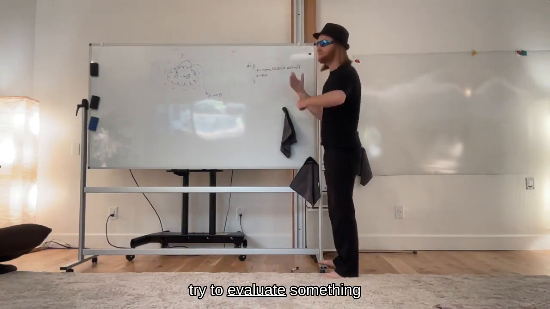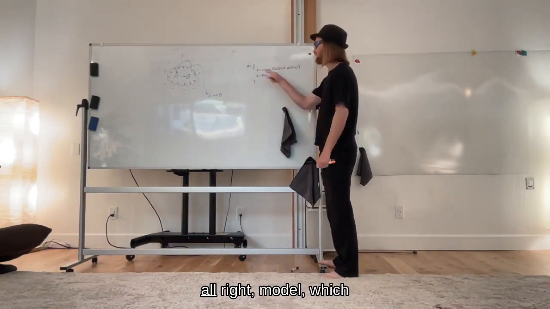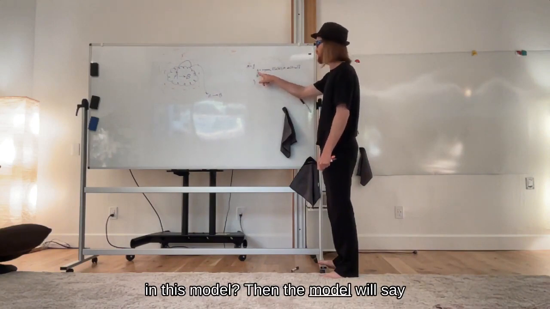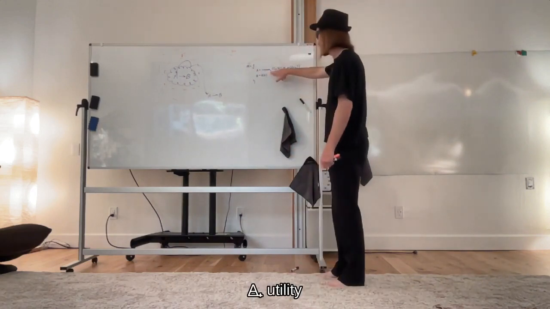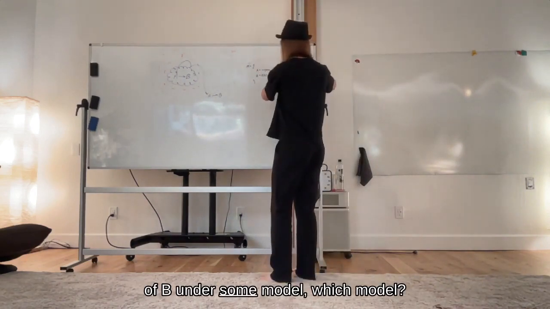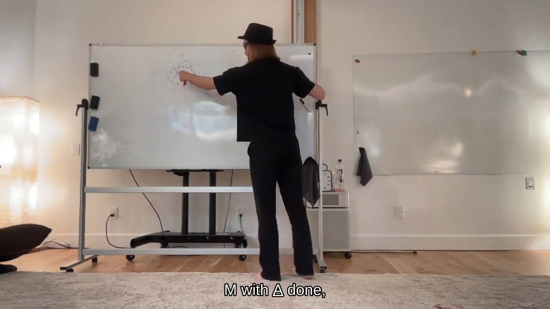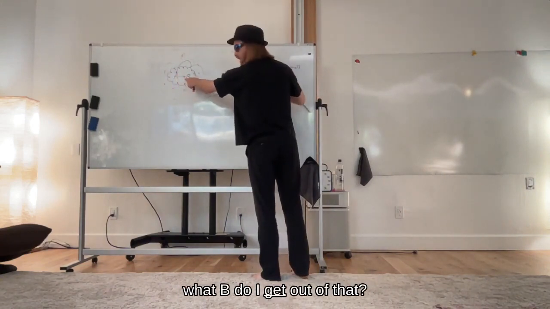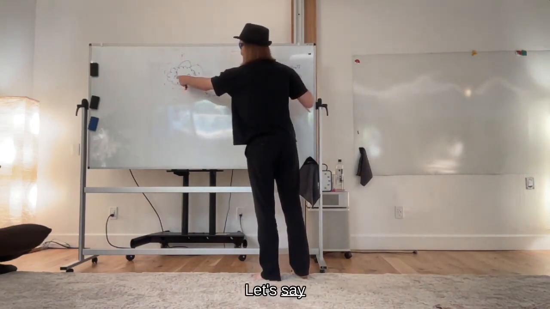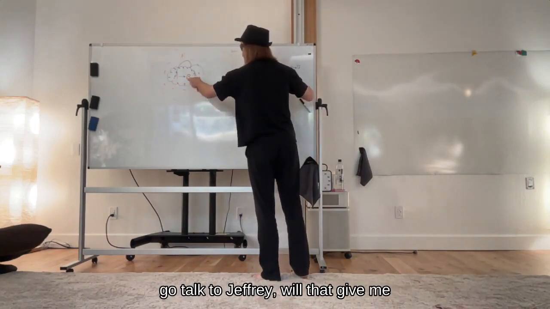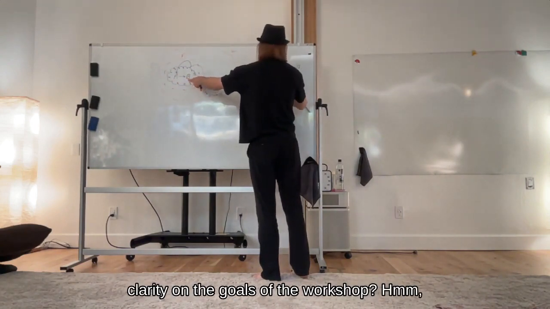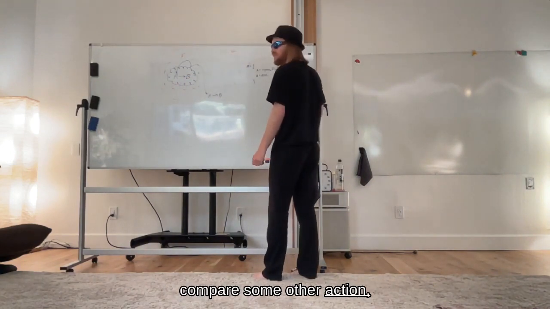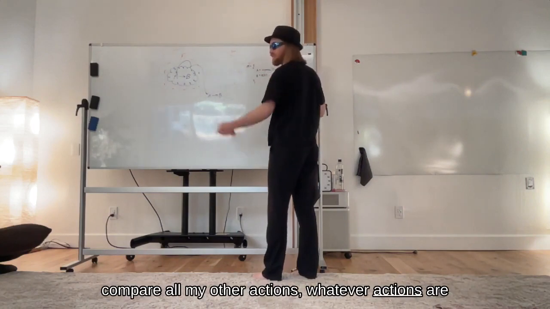If I try to evaluate something in that model, say, model, which action do you predict will be taken, the model will say, I need to take an argmax over A of utility of B under some model. Which model? M with A done. So I cut that arrow and say I'm taking action little a here. What B do I get out of that? Let's say action little a is go talk to Jeffrey. Will that give me clarity on the goals of the workshop? Maybe. Calculate the expected utility of that, and compare all my other available actions.